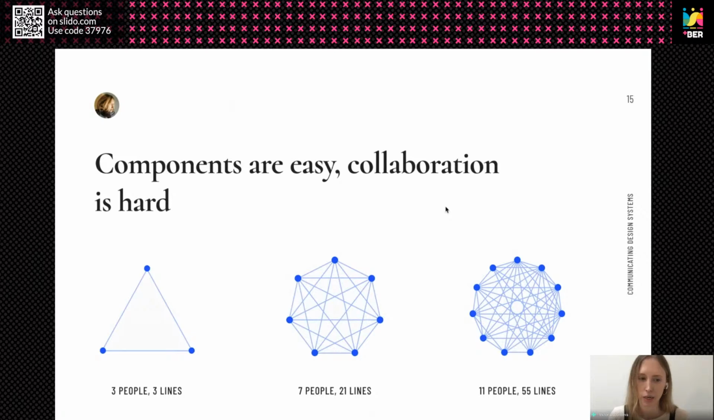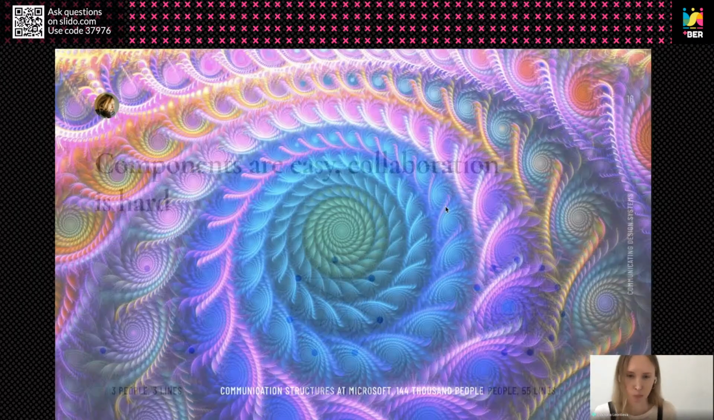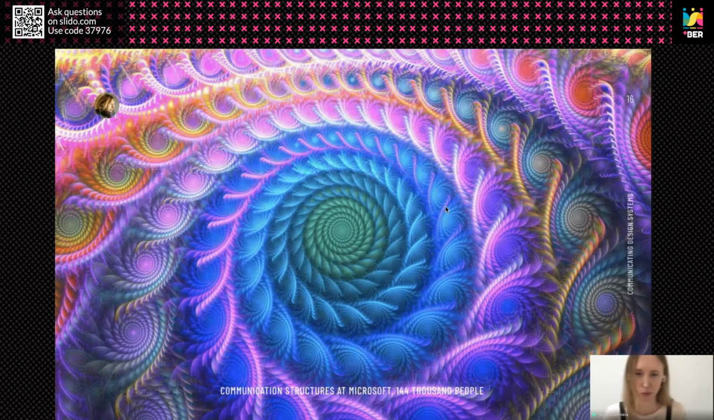You can see how the lines of communication increase with the number of people. It's a pretty simple chart, but you can actually see how complex your communication becomes with just 55 lines and 11 people. And this is the communication structure at Microsoft, where we had 144,000 people.